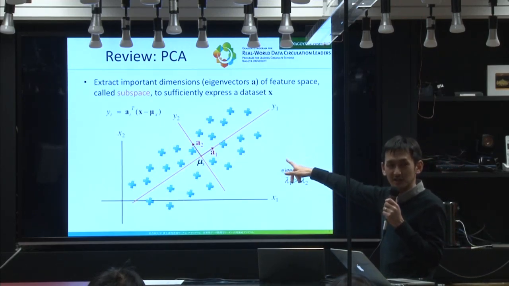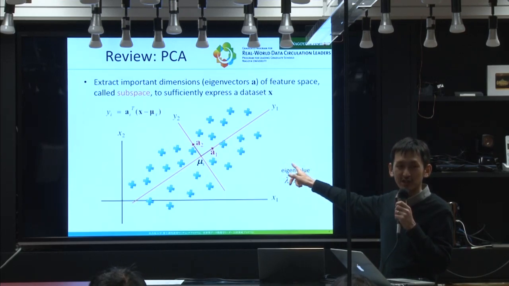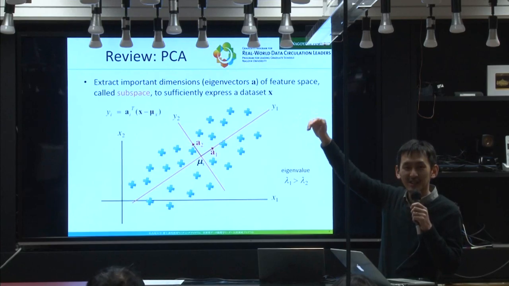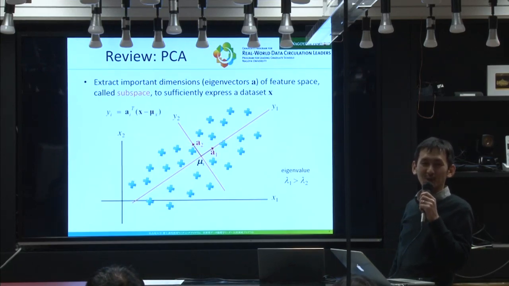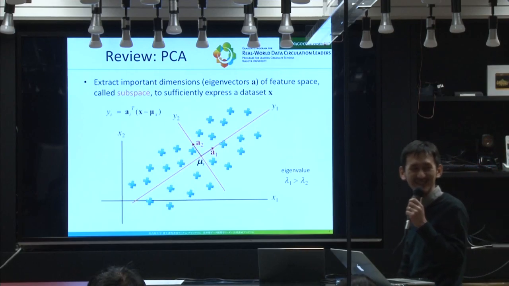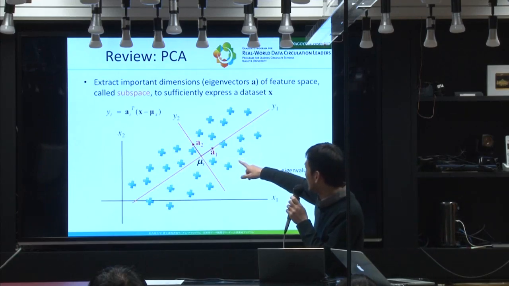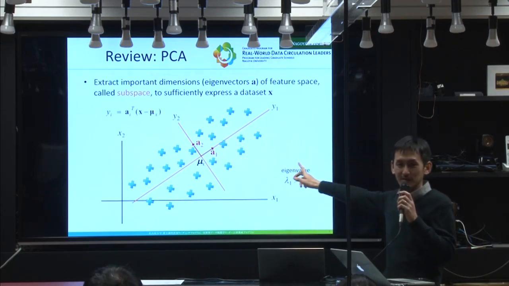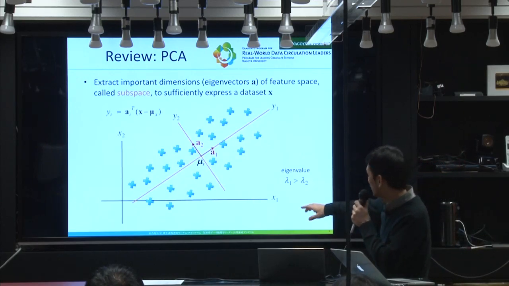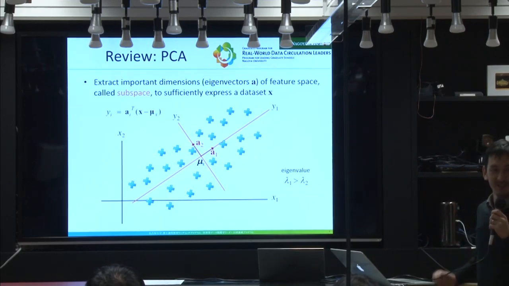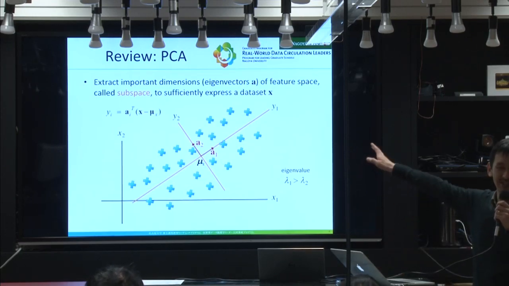So which is the important vector? A1 or A2? A2? A1. Oh, okay, you understand PCA. Yes, that's right. A1 is the important vector, having the larger eigenvalue. Do you know the reason? Why is it important?